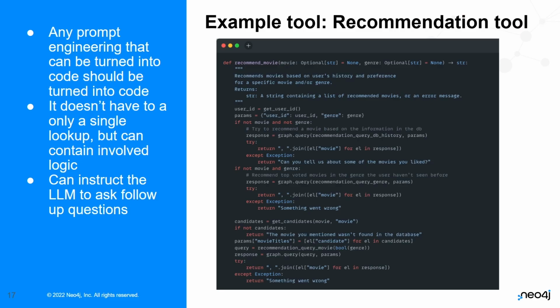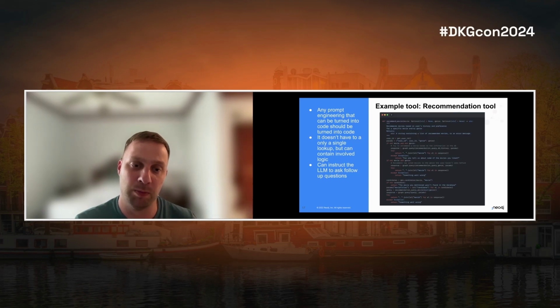Like for example, if you say which movie did Tom Hanks appear in, you have to find that value in the database, and there are different ways to go about it. Or if the question is too ambiguous, you can instruct the LLM to ask follow-up questions. So the nice thing about tools is that they can have much more involved logic, and you can guide the LLM to perform much better as a chatbot, right?